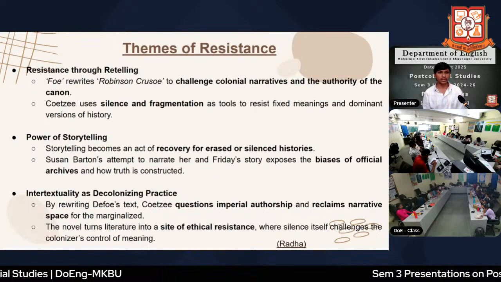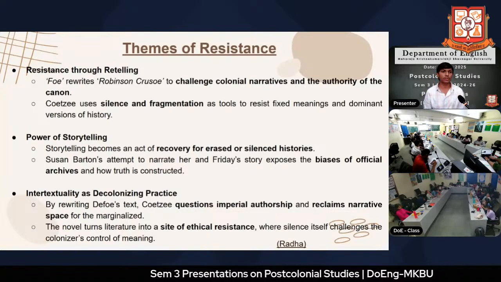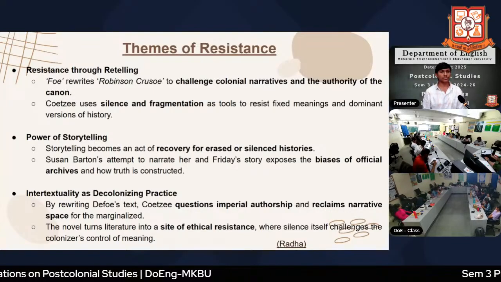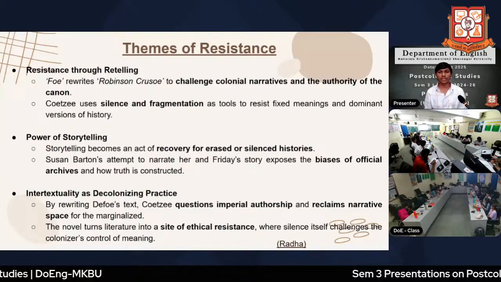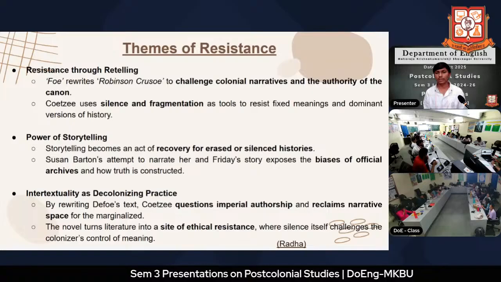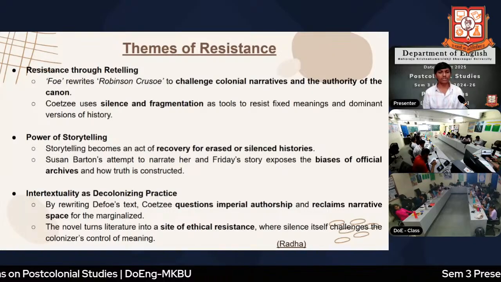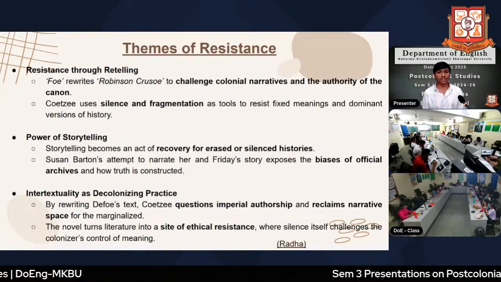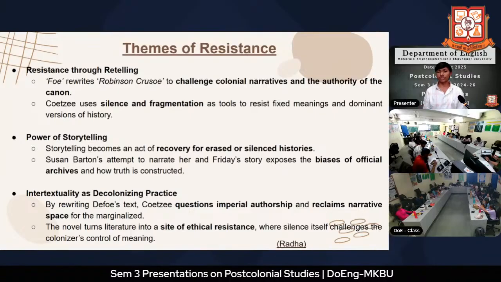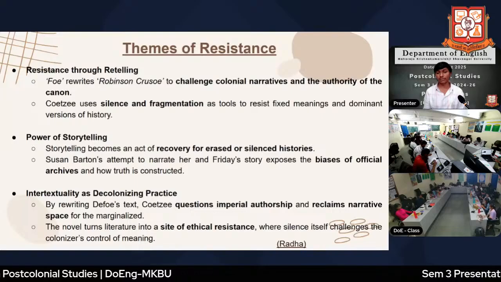Themes of resistance. Foe rewrites Robinson Crusoe to challenge colonial narrative and the authority of the canon. Coetzee uses silence and fragmentation. Power of storytelling: storytelling becomes an act of recovery of erased, silenced histories. Susan Barton attempts to be the narrator. Her telling of Friday's story exposes the biases of official archives and how truth is constructed. Intertextuality is a decolonizing practice: by rewriting Defoe's text, it questions imperial authority and reclaims narrative. The novel turns literature into a site of ethical resistance.